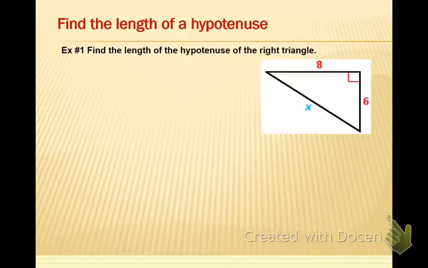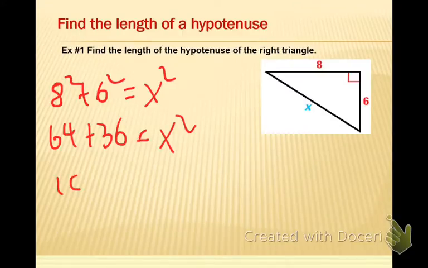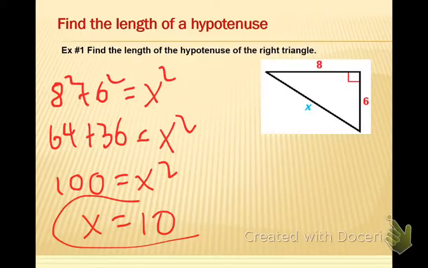Okay, then we have to find the length of the hypotenuse in the right triangle. How would I set this up, Logan Calloway? 8 squared plus 6 squared equals x squared. So that's going to be 64 plus 36 equals x squared. So 100 equals x squared. So x equals 10 would be my answer.